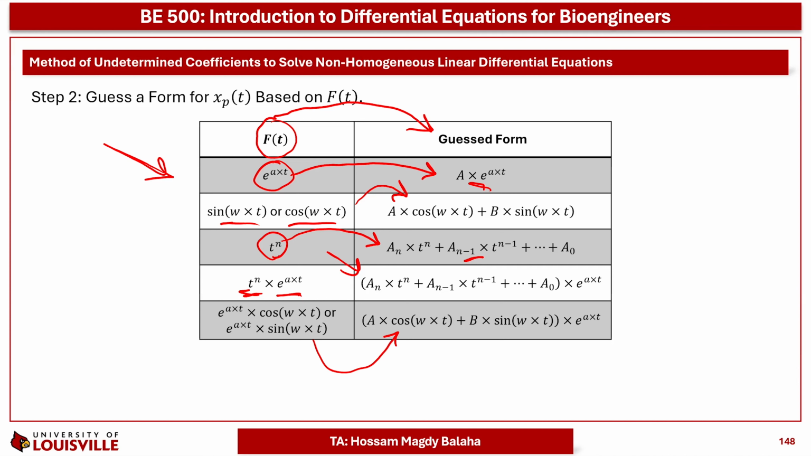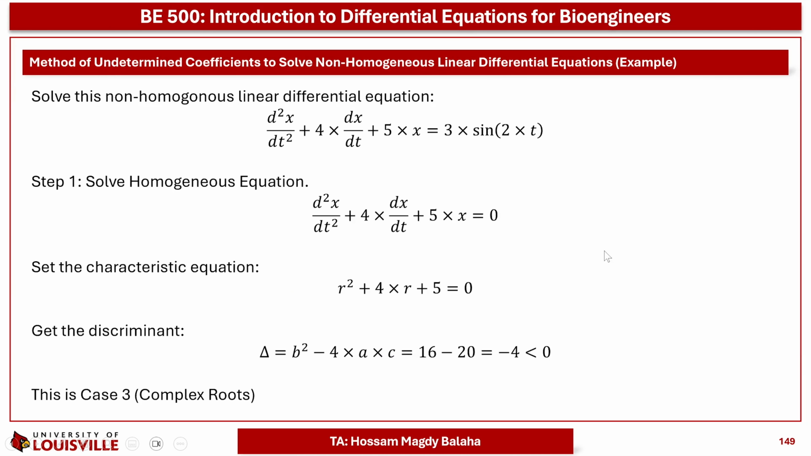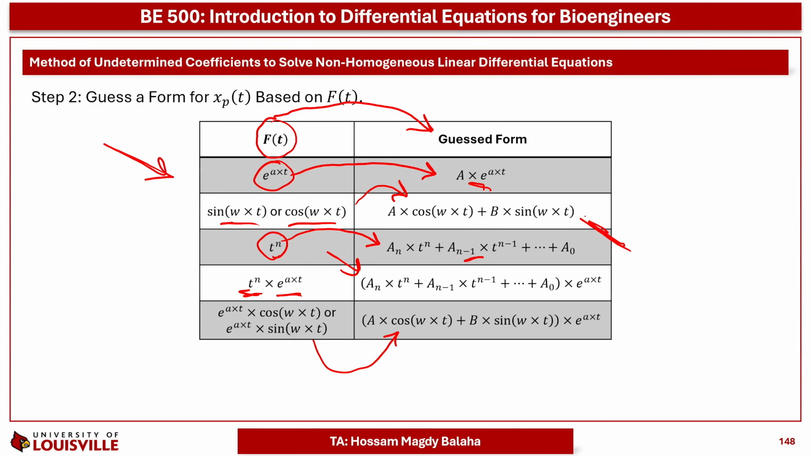So check f of t and find the guessed form. Use this guessed form, substitute in the differential equation, and find the constants or the coefficients. To understand these steps, let's solve an example. We have this linear differential equation, and f of t in this case is in the sine cosine form. So the corresponding guess when we solve the particular solution should be in this form.